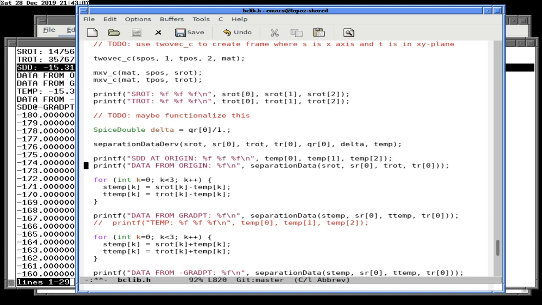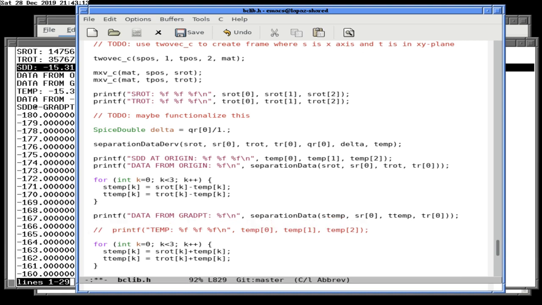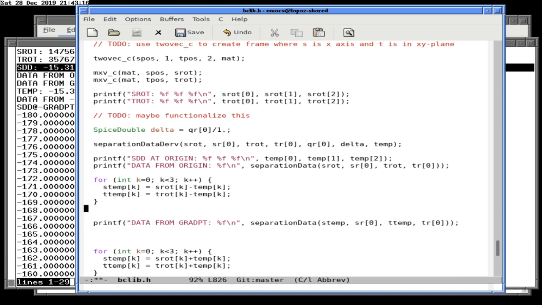Temp is the SDD at the origin. Then we go through and do this. And so then we should have data from grad point, and then data grad, SDD rather, at grad point, where this would be. So we're looking for the derivative at the point when we've gone in the positive grid point direction.